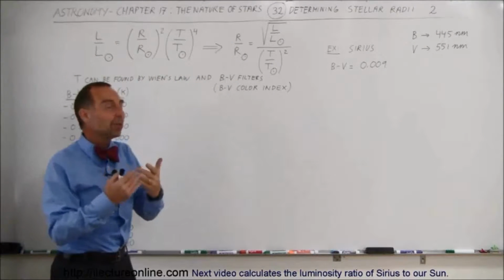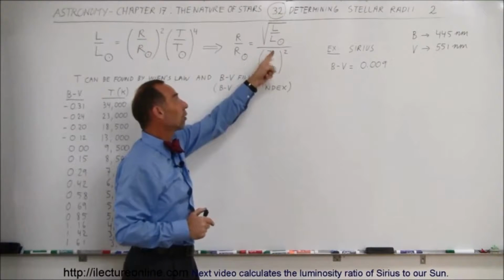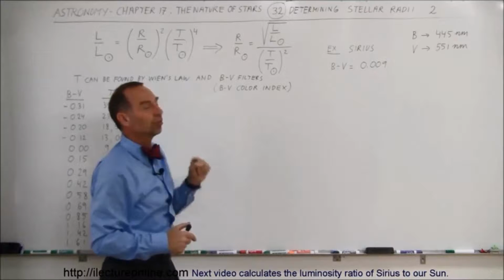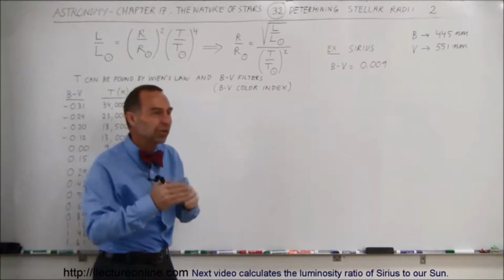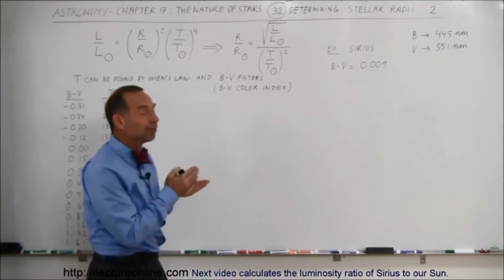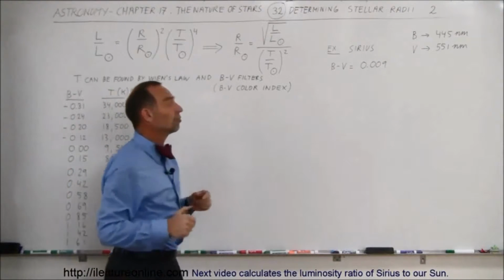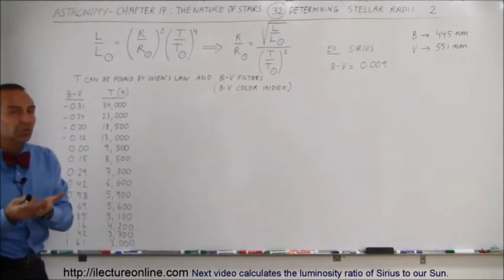We can set it up in such a way that if we know the luminosity of a star and we know the temperature of a star relative to the Sun, then we can find out the radius of the star relative to the Sun. So rather than measuring it directly using a telescope and interferometry and occultation, or using a binary star system, we can try to find the radius of a star simply by knowing the luminosity and knowing the temperature. So the first thing we're going to do here is, how do we determine the temperature of a star?